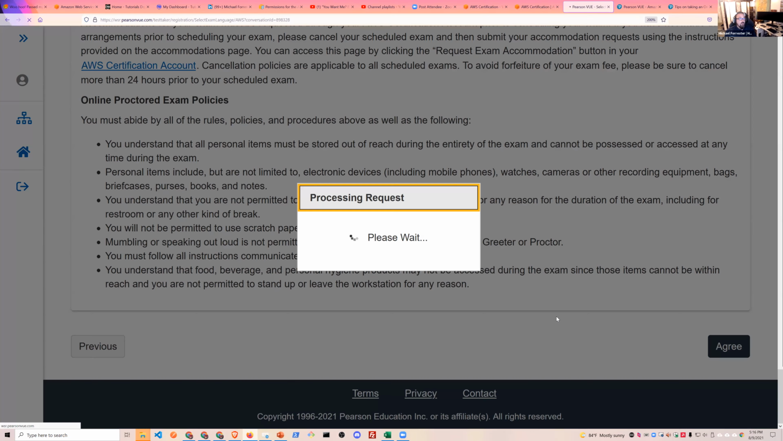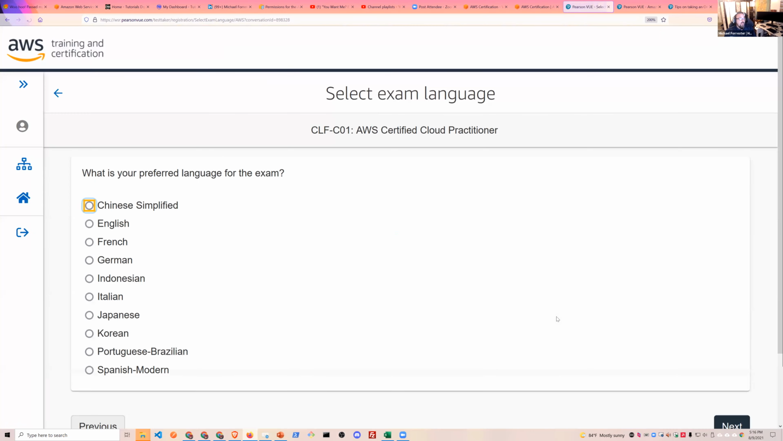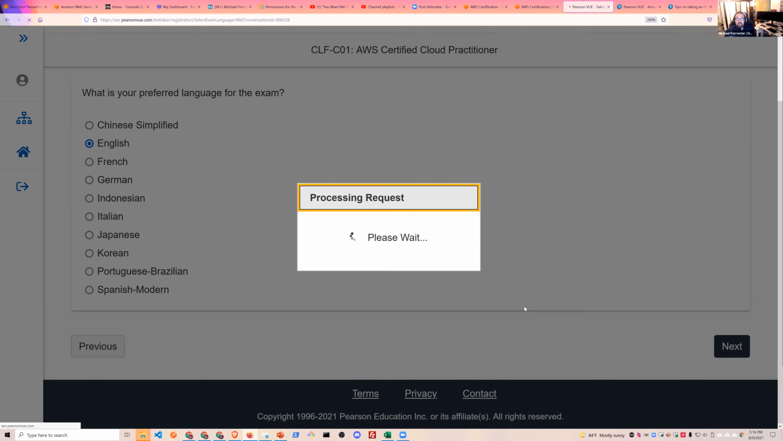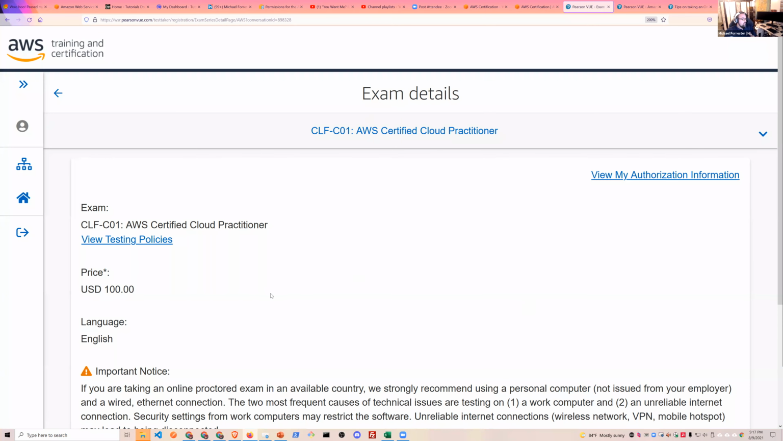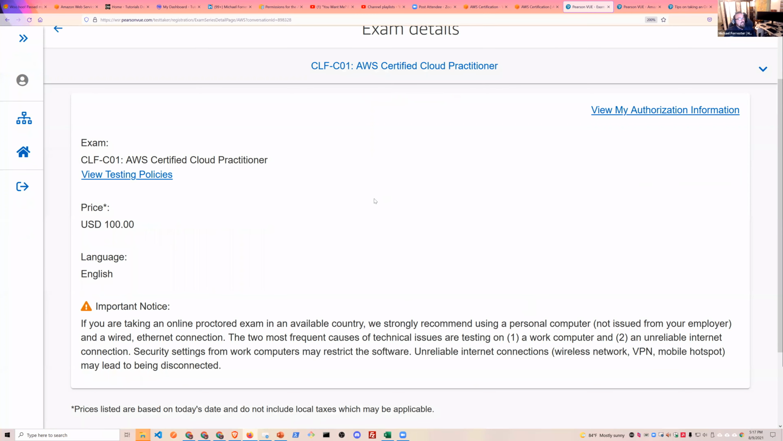Okay, once you agree to all that, they're going to ask, what's your preferred language? Which, Nihongo dekimasu ka? Hablas español? Whichever language you're interested in. And then obviously I chose English in this case.